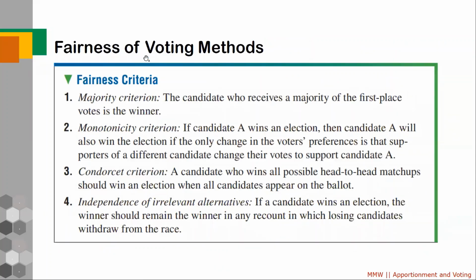Okay, so this is the fairness of voting methods. We have the fairness criteria of the voting method: majority criterion, monotonicity criterion, Condorcet criterion, and independence of irrelevant alternatives. The majority criterion says the candidate who receives a majority of the first place votes is the winner. So it's like the plurality method, no?